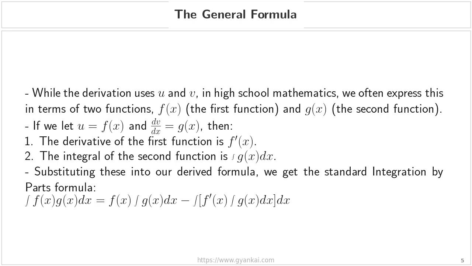Now let's substitute these definitions of u, v, du by dx, and dv by dx back into the integration by parts formula we derived earlier. This gives us the standard formula you'll be using from now on. The integral of f of x times g of x with respect to x is equal to f of x, multiplied by the integral of g of x with respect to x, minus the integral of f prime of x, multiplied by the integral of g of x with respect to x, with respect to x.